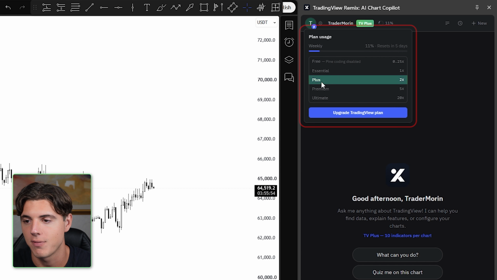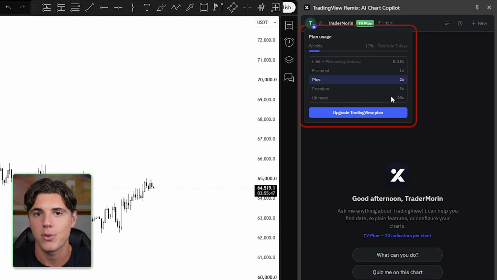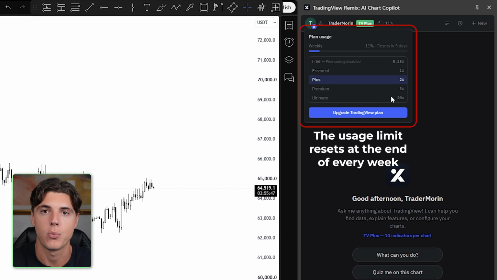The only difference is if you have a free TradingView plan, you will not be able to code any indicators or use PineScript. And then the higher tier subscription you have for TradingView, the more credits you will have available. As you can see, if you have the Plus, it is 2 times, the Premium is 5 times, while the Ultimate is nearly 20 times as much. And at the end of every single week, your usage limit will reset, so you can start fresh again.